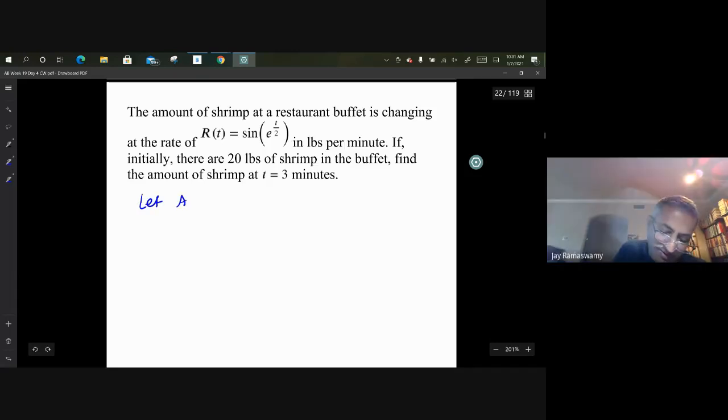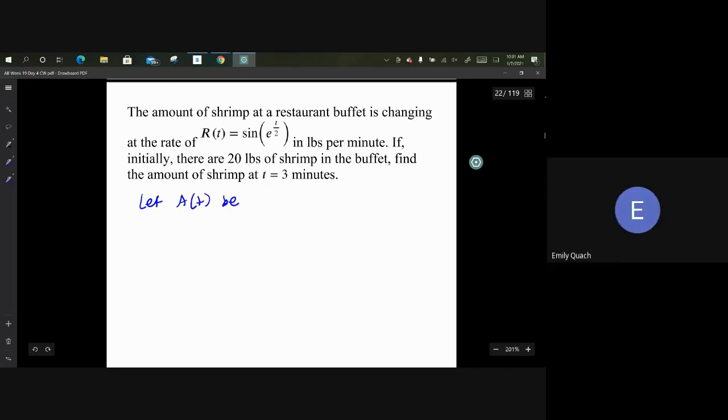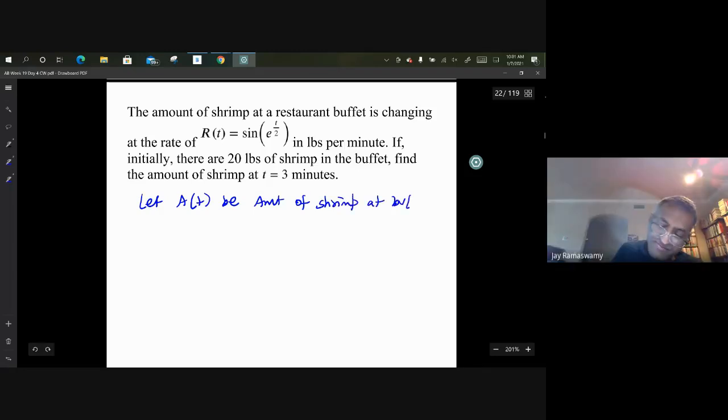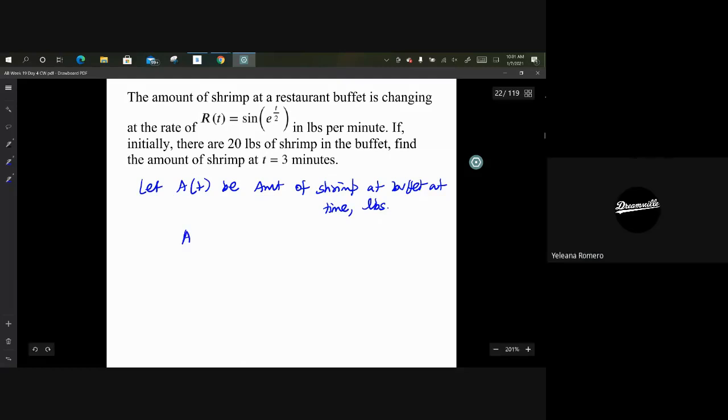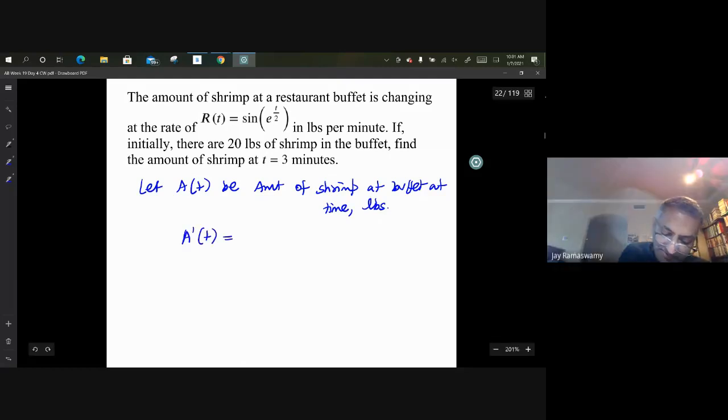Let A of t be the amount of shrimp at the buffet at time t. And the amount would be measured in pounds, correct? Who remembers what we wrote next to set it up? A'(t), which is nothing but the rate, R of t. They're giving you that, sine of e to the power of t over 2. And is that the rate of change?